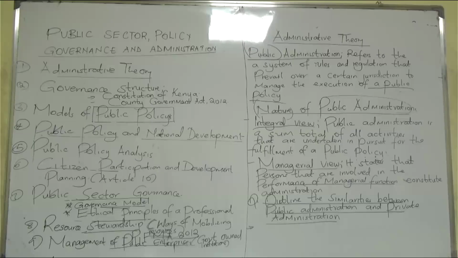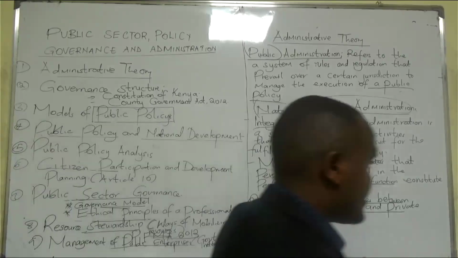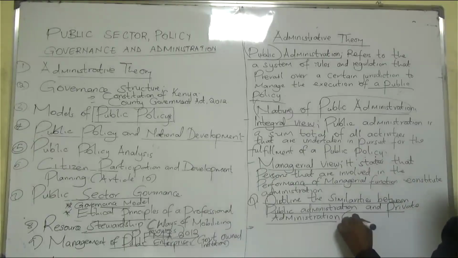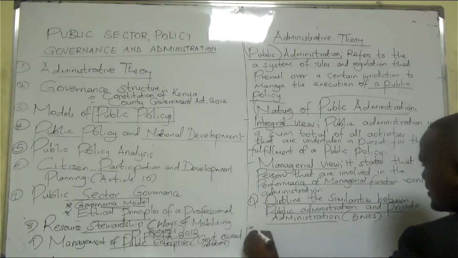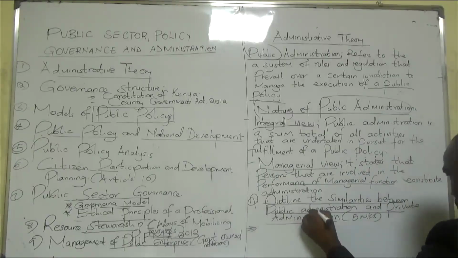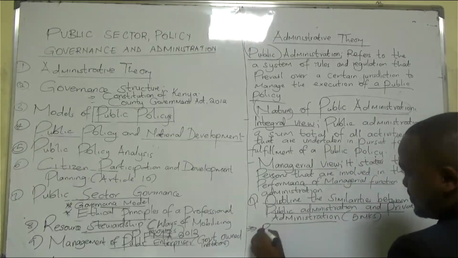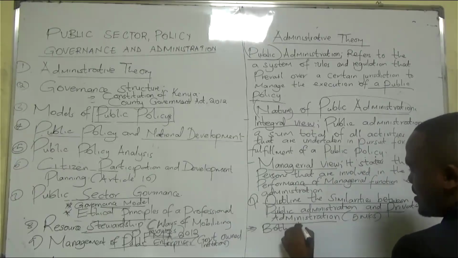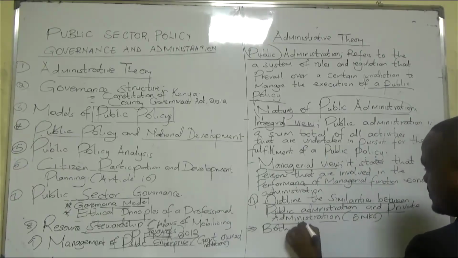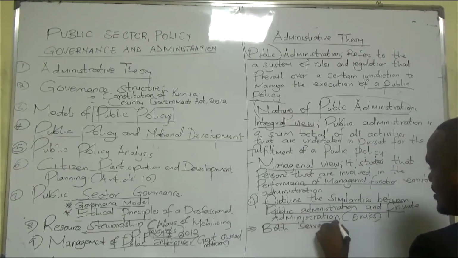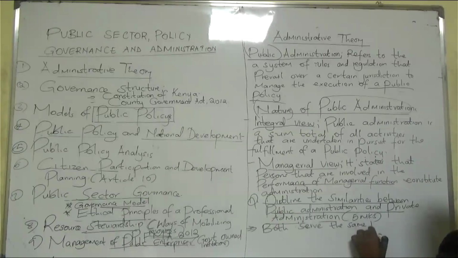Sawa. So what are some of the similarities between public and private? You will find it as a 5 marks question in your past papers. So let us answer this 5 marks question. 1, both public administration and private administration serve the same citizens. They serve the same people, e.g. the citizens.